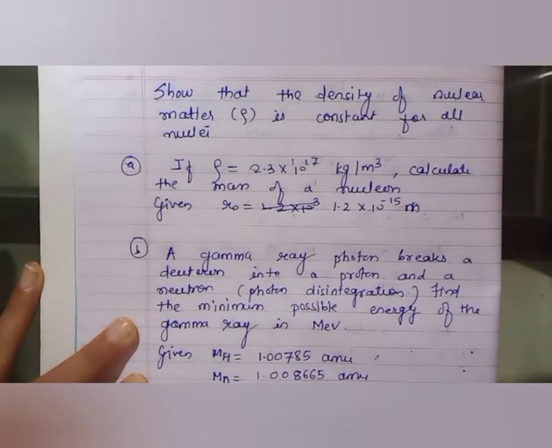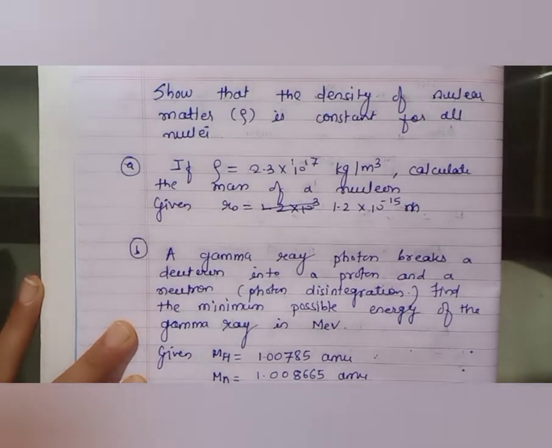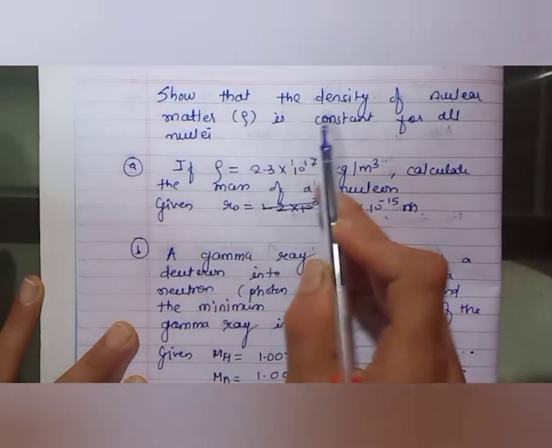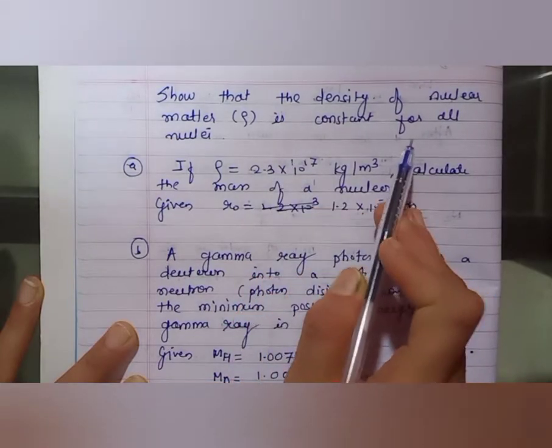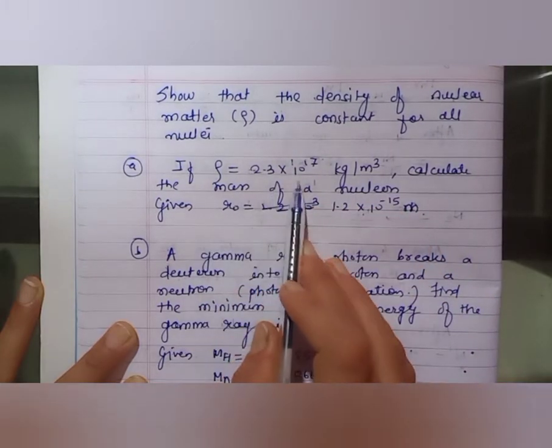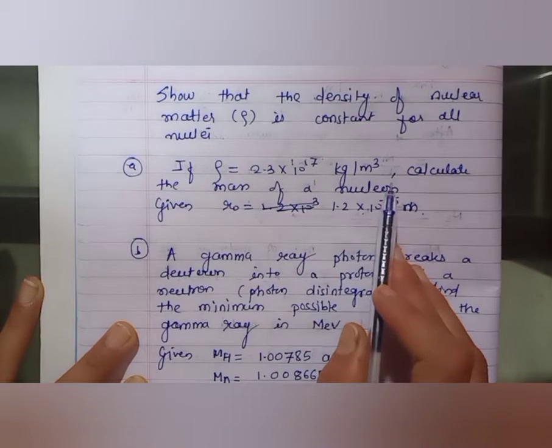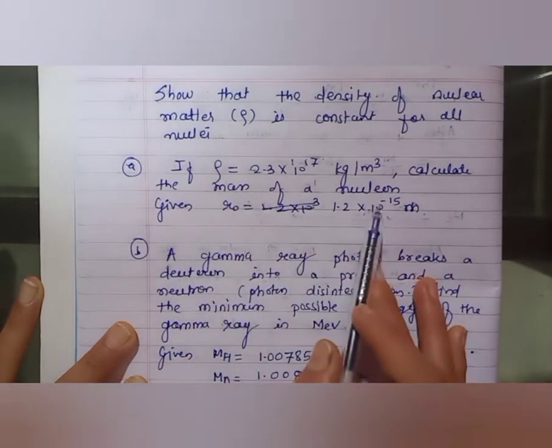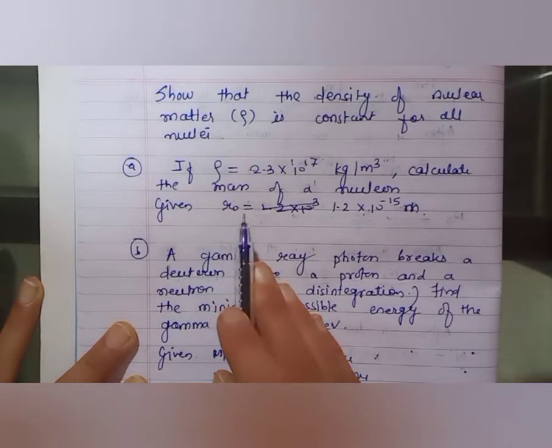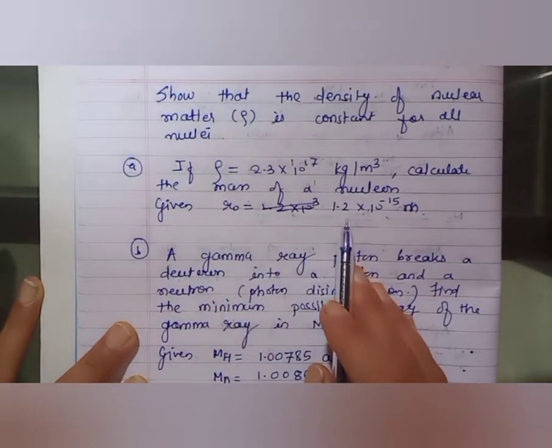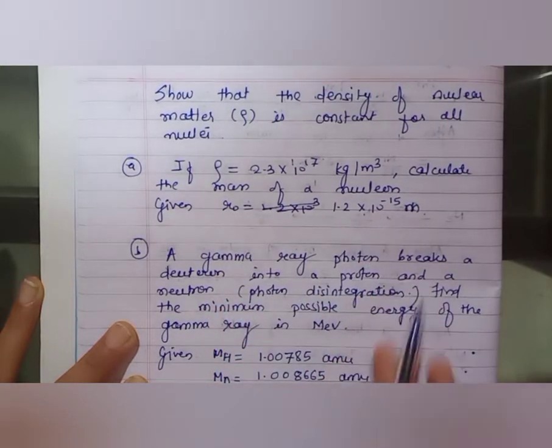Hello. So let's take another numerical from nuclear physics. Show that the density of nuclear matter rho is constant for all nuclei. If rho is 2.3 into 10 raised to 17 kg per meter cube, calculate the mass of a nucleon. R0 is given. R0 is the nuclear radius parameter, which is given as 1.2 into 10 raised to minus 15 meter.